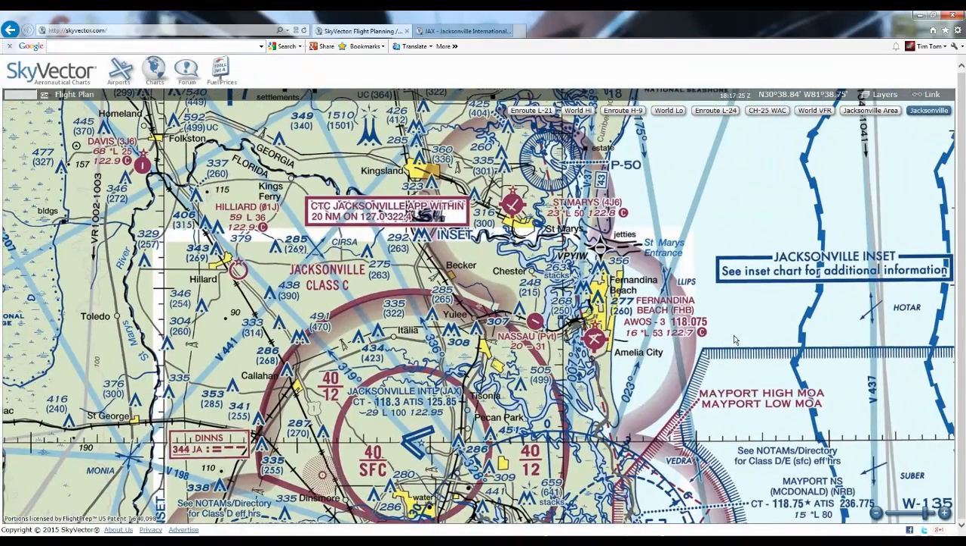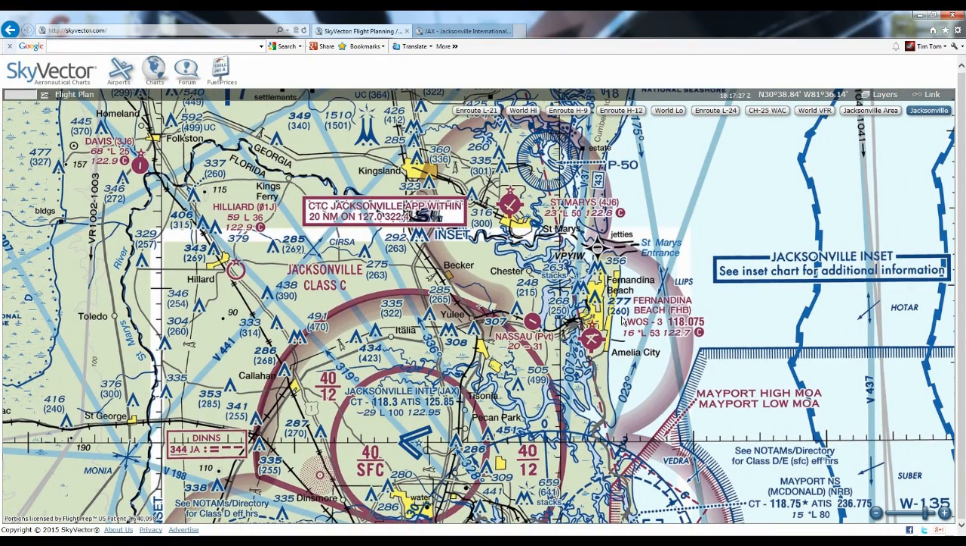Now, Fernandina Beach, if you turn your attention to it, has some extra info. We see Fernandina Beach, Foxtrot Hotel Bravo. We see the other lines, the elevation, lighting limitations, 5,300 feet runway, 122.7 CTAF, but this second line is different. We see AWOS-3 118.075.